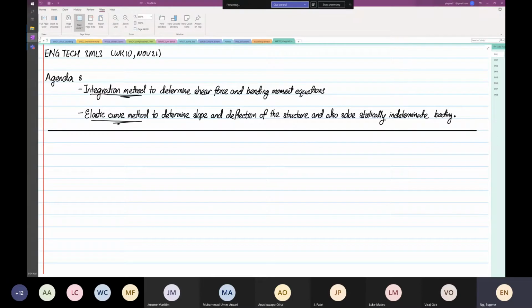So we're going to deal with the integration method. Now, this week I did not post any example because all the examples can be hand drawn easily. So we're going to deal with the integration method.